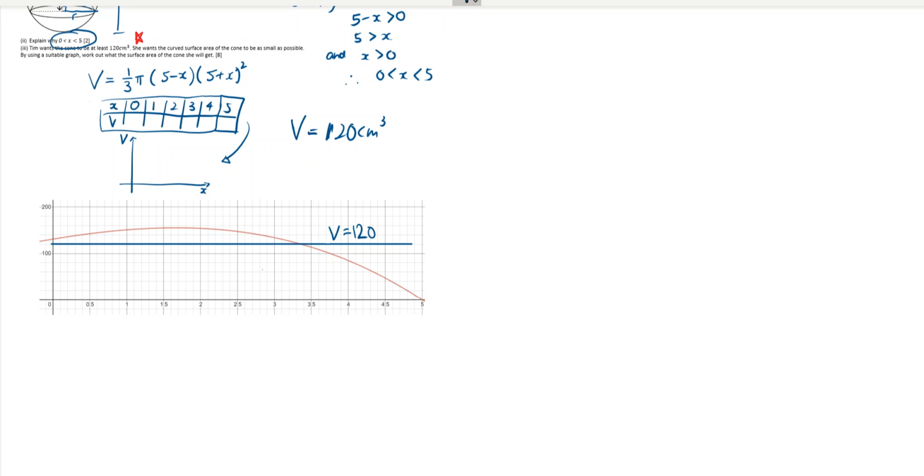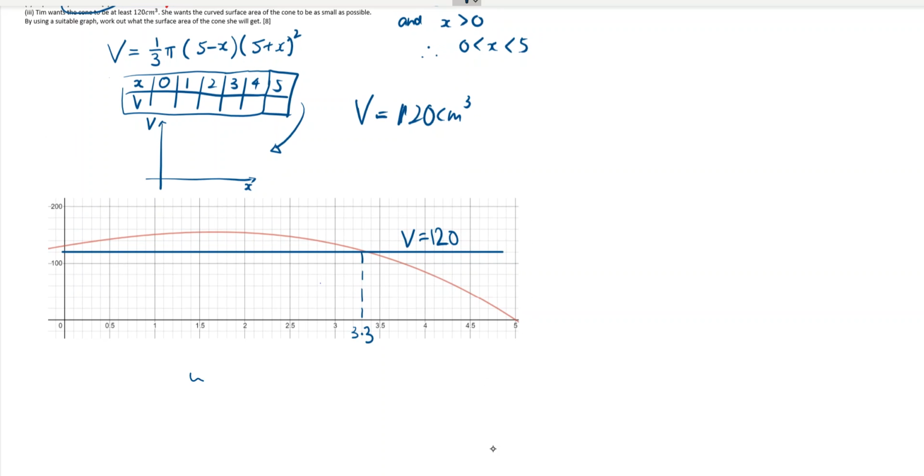After you draw V equals 120, what do you think is the most important? We always look for the point of intersection. So over here, you will have 3.3. This means that when V equals 120, your x is equal to 3.3. And that is how you get that value of x from using the graph.